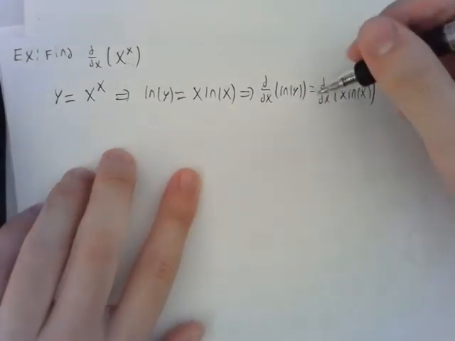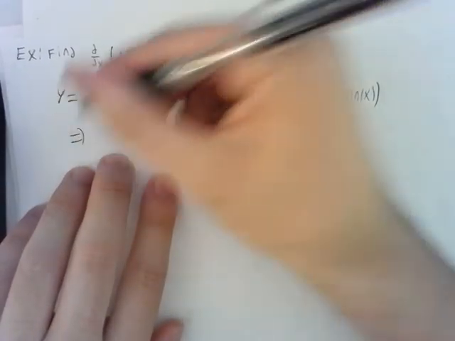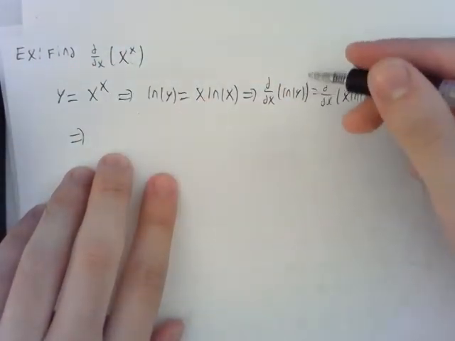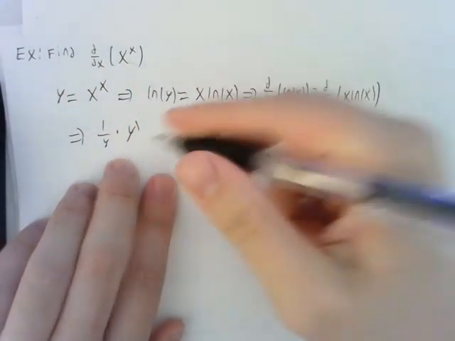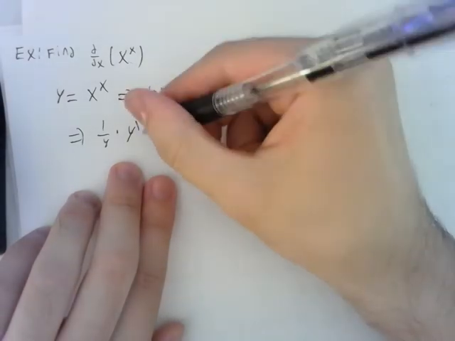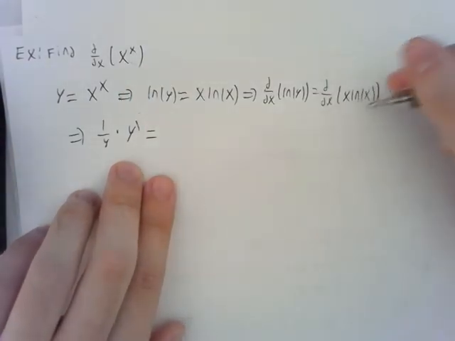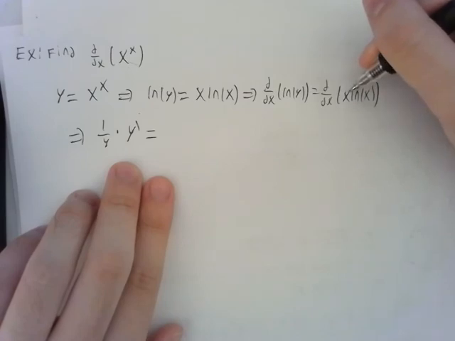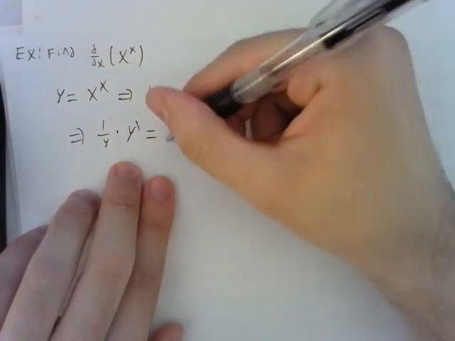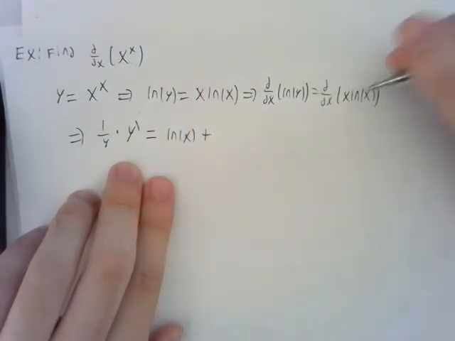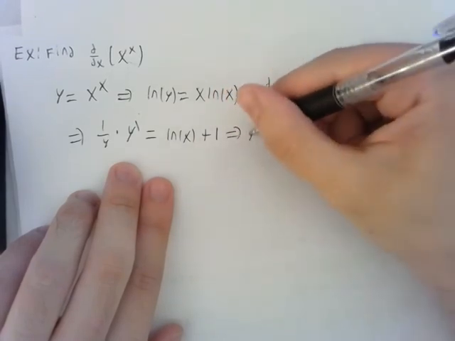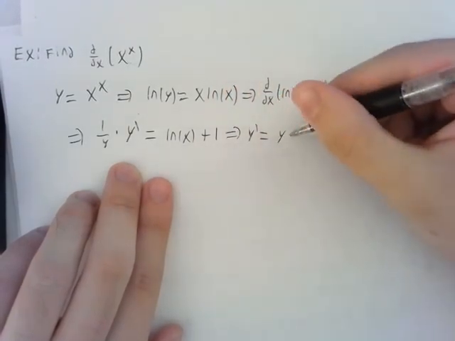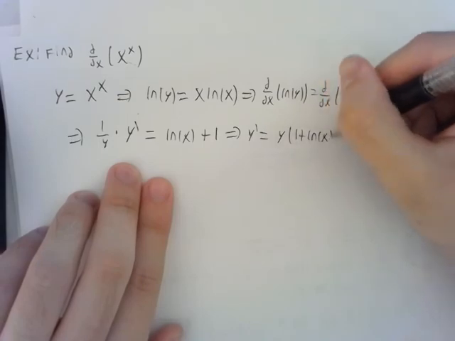So if we take the derivative of the left-hand side, then we'll get 1 over y times, by the chain rule, the derivative of the inside function, which gives us a y prime. And this is equal to, we have to use a product rule on this piece, so we'll get derivative of the first function times the second, which is log of x, plus derivative of the second function times the first, that's 1 over x times x, which gives us 1. So if we rearrange, we'll see y prime is equal to y times (1 plus log of x).